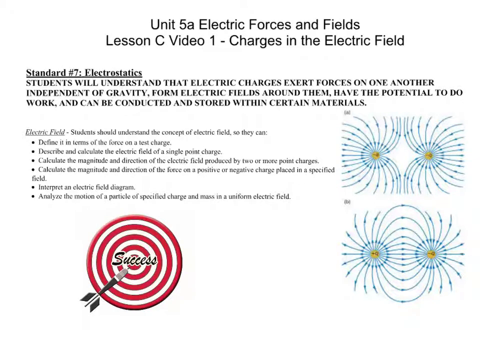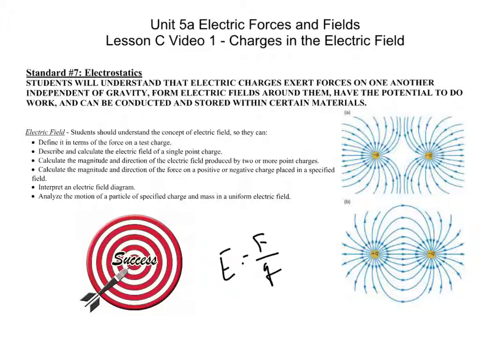Okay, so if in the E equals F over Q equation, the Q represents only a test charge and not the charge that sets up a field, what happens if we don't know anything about the test charge or don't have a test charge, but we want to know the electric field strength? That is, can we figure out anything about the electric field strength using only the charge that sets up the field, only the source charge? Well, sure we can. And in this video, we'll explore how to do that.